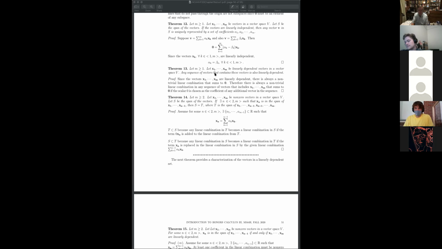What's theorem 13? If I have 20 vectors and they're dependent, then any sequence containing these vectors is also dependent. So if you have 20 vectors and take 10 of them, if the 20 vectors are dependent, then the 10 vectors are dependent. Okay?